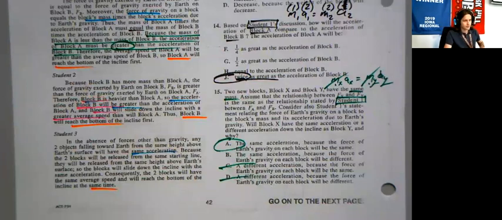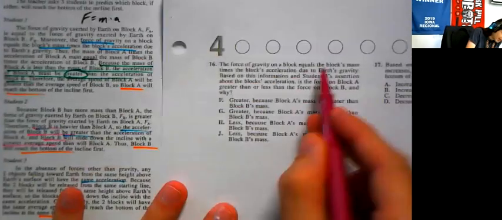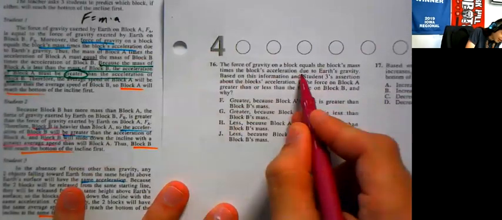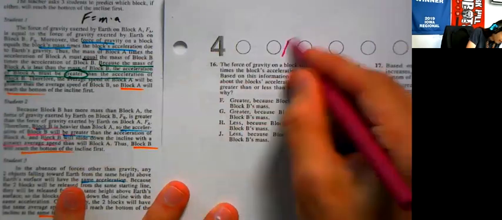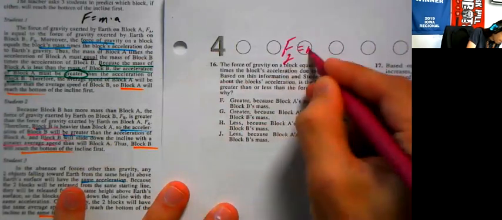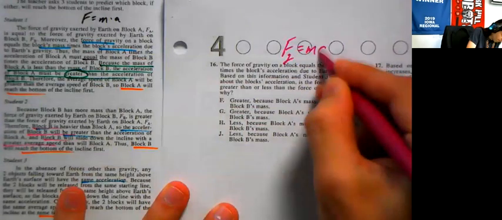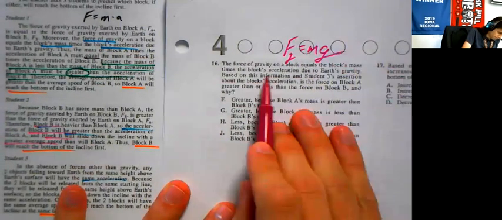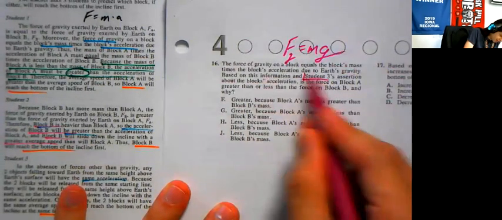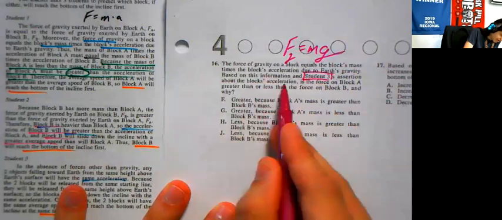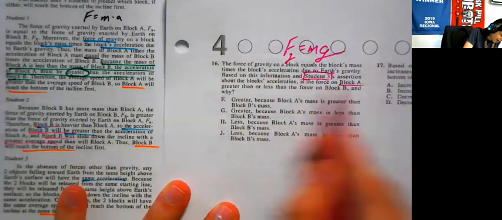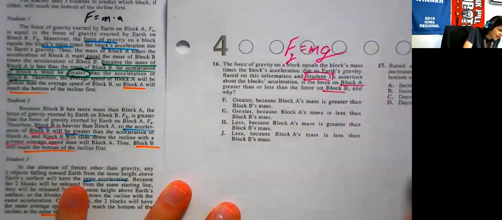These are hard. You got to read. This one doesn't even have a lot of word searching in it. This one just sucks.